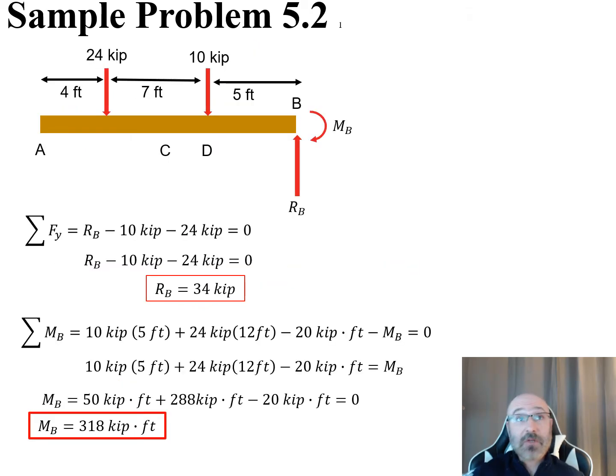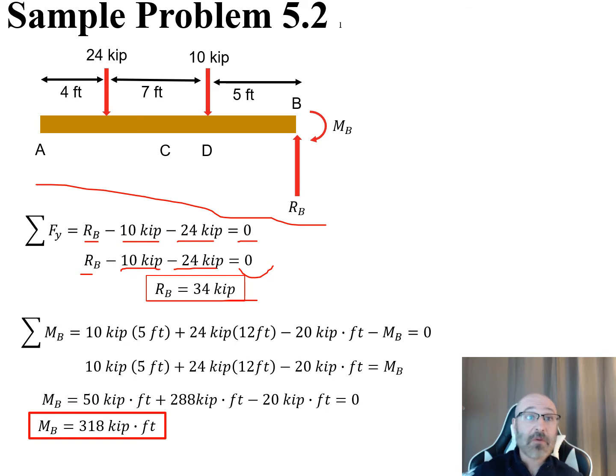So that's exactly what I do next. I still have my free body diagram up here for my beam as a whole, and below that, I now have my summation of forces. So, summation of forces in my y direction: R sub B minus 10 kip minus 24 kip is equal to 0. So R sub B minus 10 minus 24 is minus 34. Move that to the other side, so my R sub B is equal to 34 kip.